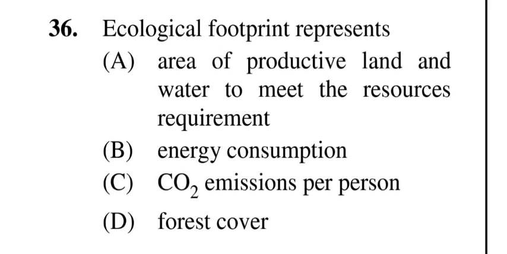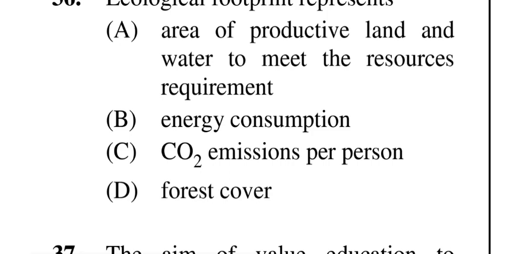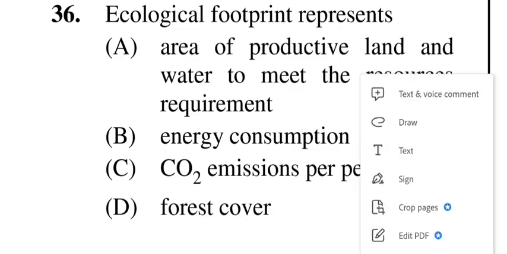36. Ecological footprint represents what? Ecological footprint represents area, productive land and water to meet the resources requirement, energy consumption, CO2 emissions per person, forest cover. 36. The correct option of this question will be: ecological footprint represents an area of productive land and water to meet the resource requirement.